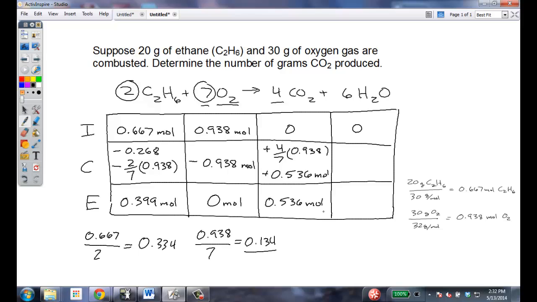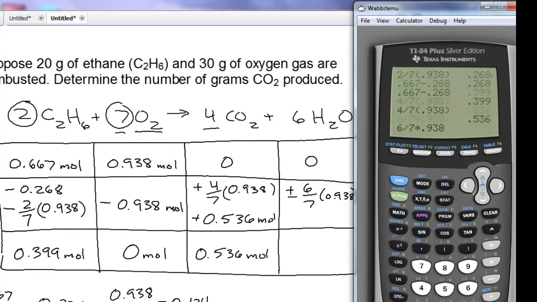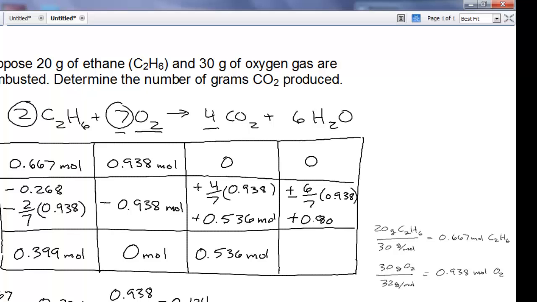Okay. And then finally, I'm going to do the exact same thing for the H2O, even though I don't have to because the problem's not asking for it. It's pretty easy. I'm going to add a fraction of 0.938. In this case, it's going to be 6/7, which gives me 0.804. So my number of moles at the end for H2O is that number.